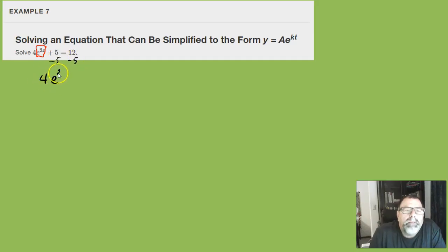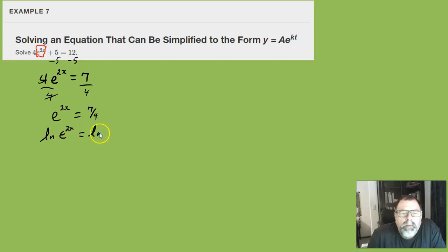So we get 4e to the 2x equals 7. 12 minus 5 is 7. Okay, then I'm going to divide both sides by 4. So those cancel. We get e to the 2x equals 7/4. Now we're going to do ln of both sides. And then ln and e cancel each other, so we just get the 2x. So the input value becomes the output value for this, what we call composition. These are inverses, so we're doing the inverse rule.